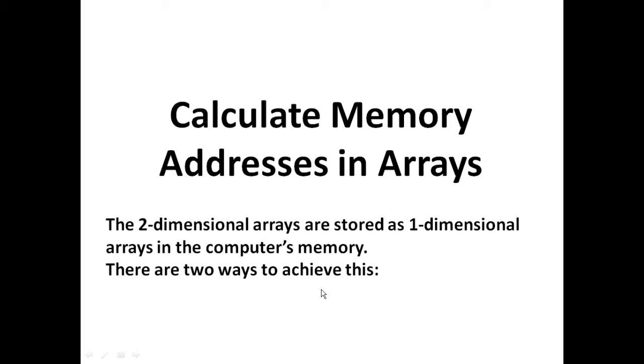An array is a user-defined data type which is used to store multiple elements in contiguous memory locations. This array can be of single dimension as well as two dimensions. Today in our topic, the two dimension arrays are stored as one dimensional arrays in the computer's memory. Isn't it? Two dimension means multiple rows, multiple columns. Single dimension means single row, multiple columns.